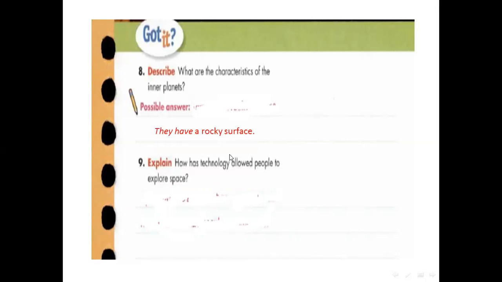We can say they have a rocky surface. This is only one. Some of them have moons and the others do not have any moons. Some of them have an atmosphere and the others do not. You will speak about their orbits, and their significant characteristics about each one.